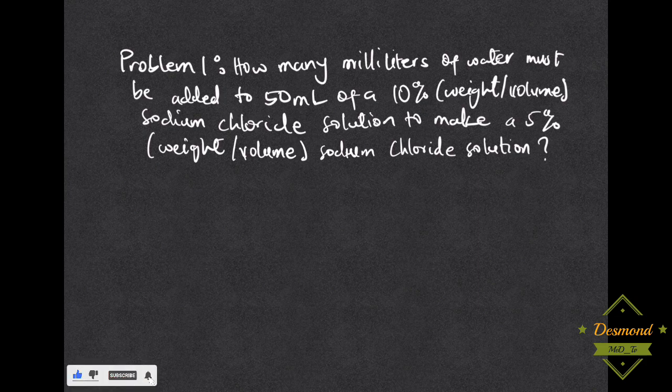This means we will need to double the volume. The first step is to calculate the amount of sodium chloride in the original solution. The original concentration is 10%, which means 10 grams of sodium chloride per 100 ml of solution.